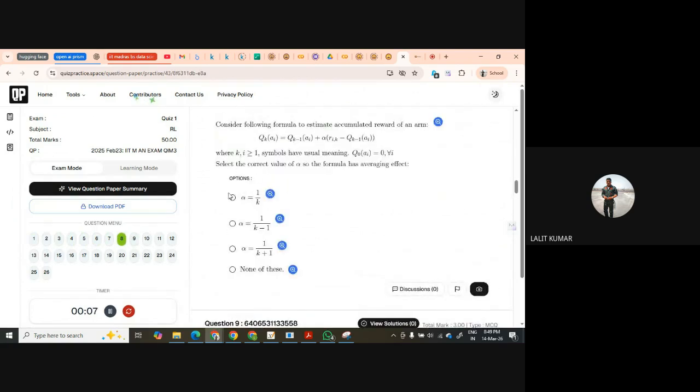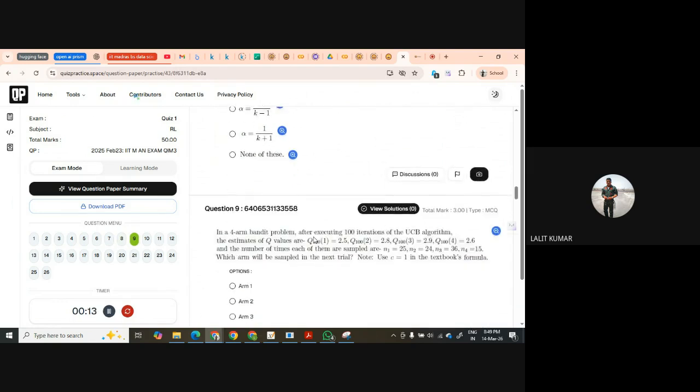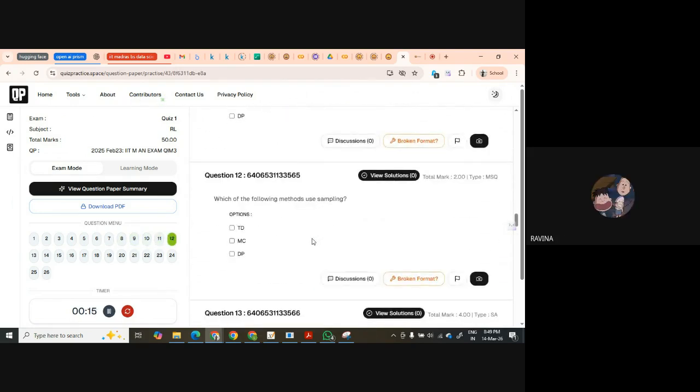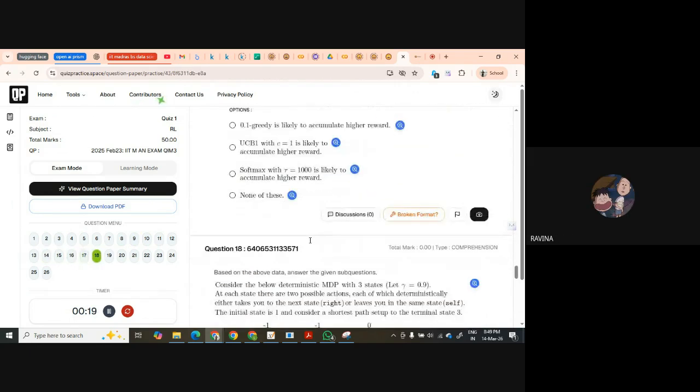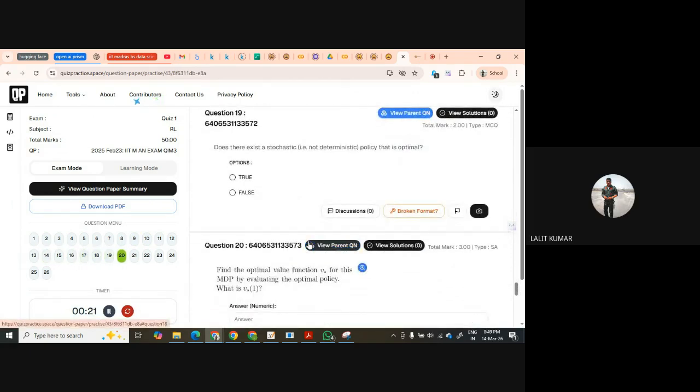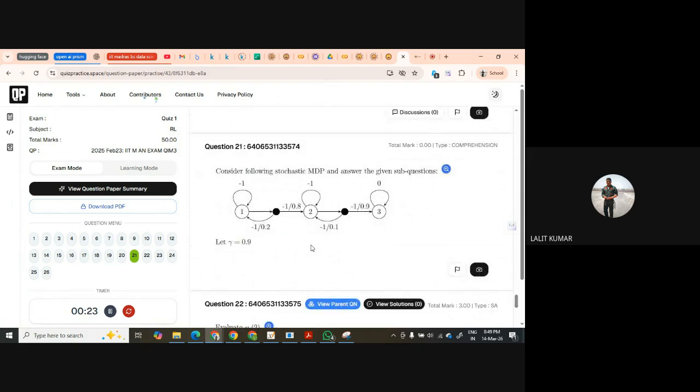So one thing is this alpha is equal to 1 by K. In the lecture it was covered as 1 by K plus 1. So this alpha is 1 by K, because here it is starting from 0. But in the standard, if you see the book also, it is starting from 0.